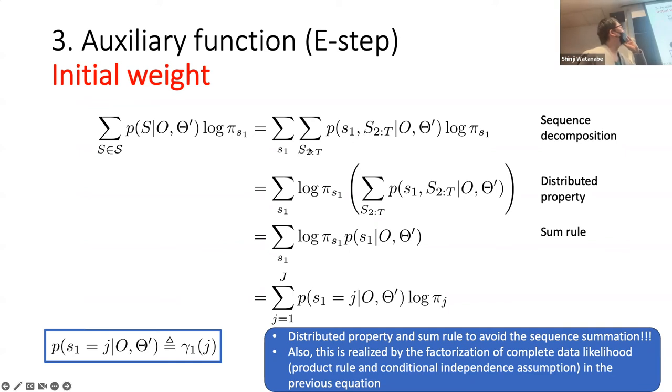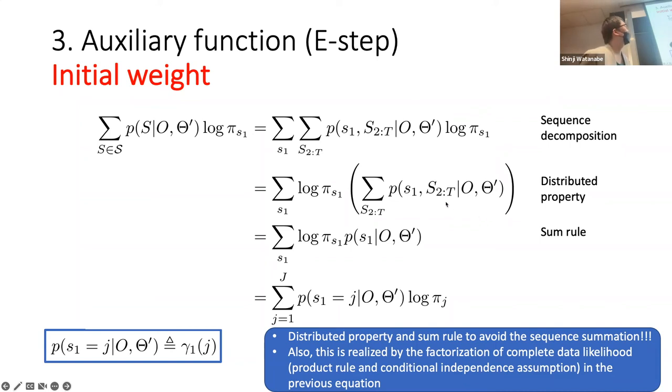And then after this, we found that the summation over S2 to T is only related to this first factor. And this is not related to S1. So we can change this summation like this, using the distributive property.